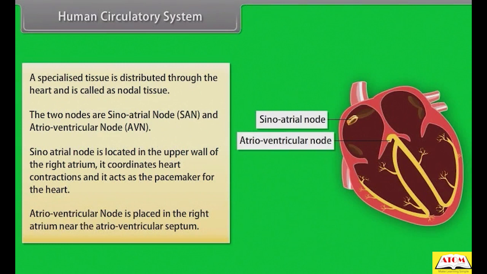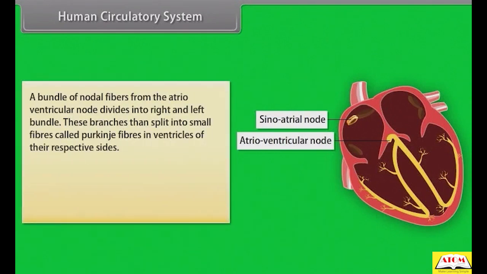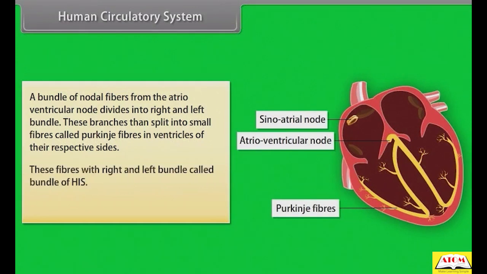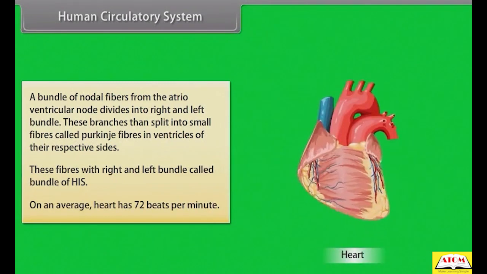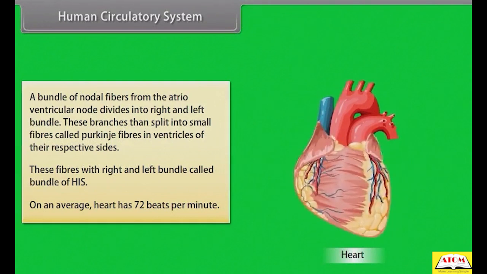Atrioventricular node is present in the right atrium near the atrioventricular septum. A bundle of nodal fibers from the atrioventricular node divides into right and left bundle. These branches then split into small fibers called Purkinje fibers in the ventricles of their respective sides. These fibers with the right and left bundle are called bundle of His. On an average, heart has 72 beats per minute.